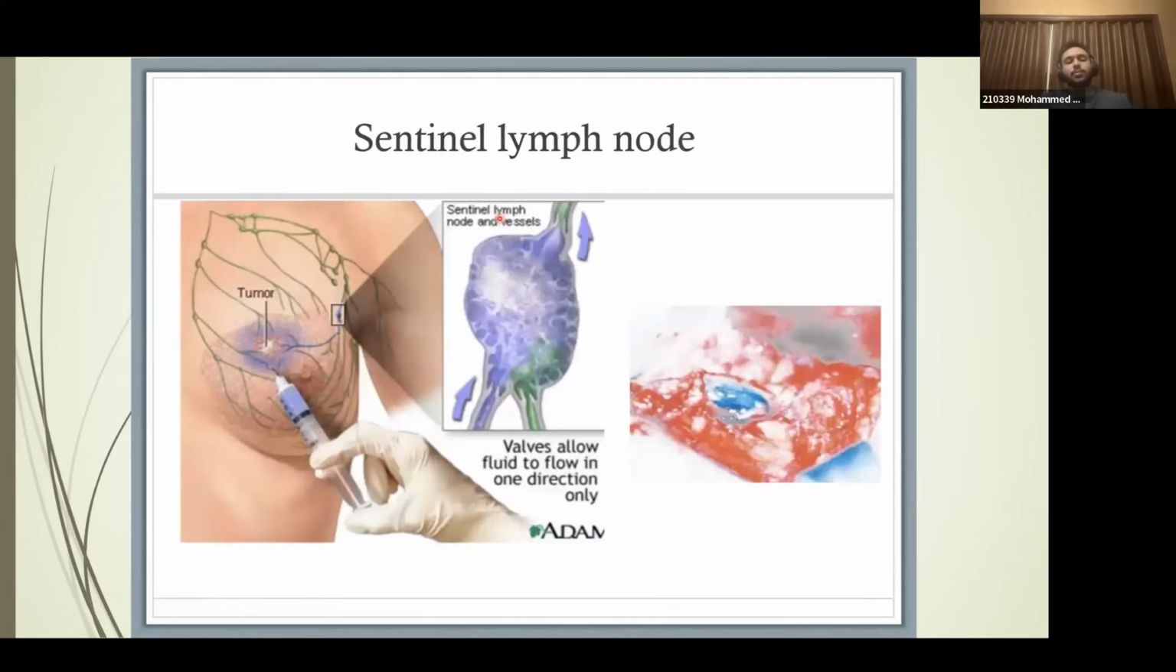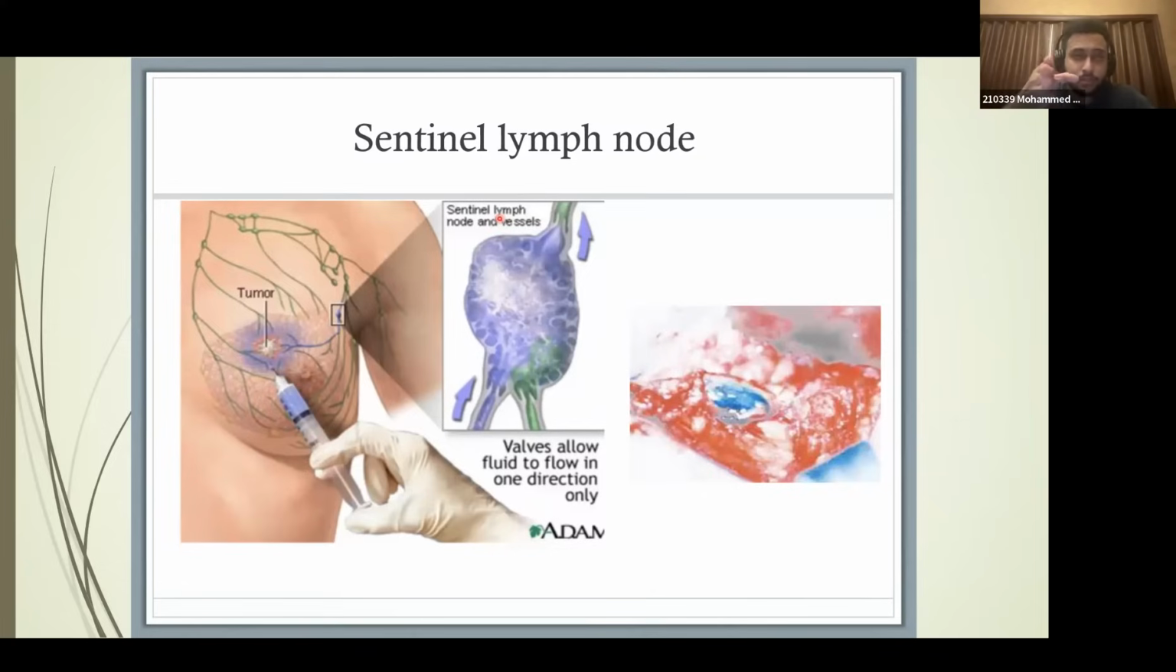Now, the concept of sentinel lymph node. The most important thing for the prognosis of breast cancers is the lymph node metastasis. Very important. Now, instead of just going in and taking out lymph nodes and then doing biopsies, we have something called sentinel lymph nodes. Just remember, the concept of sentinel lymph nodes is basically checking if this cancer has spread to the very first lymph node closest to the breast. That's what a sentinel lymph node is.